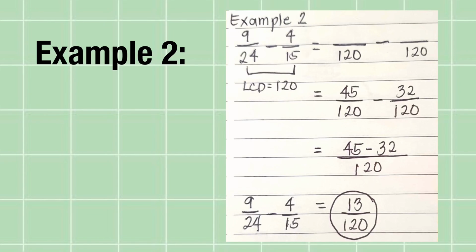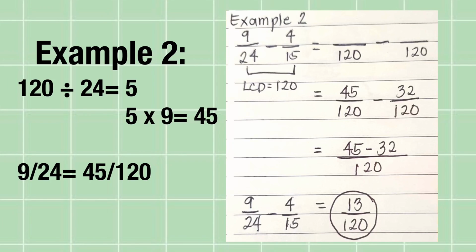Subtract 9/24 minus 4/15. First, just like in adding dissimilar fractions, we also need to get the least common denominator of 24 and 15. So, the LCD of 24 and 15 is 120. Next, let's get the equivalent fraction using this denominator of 120. So let's start.